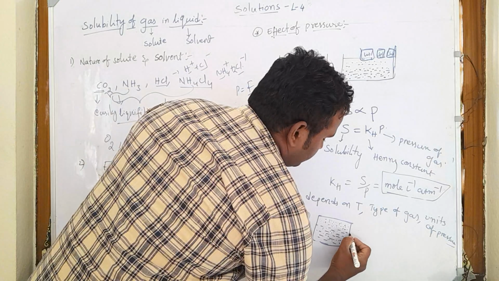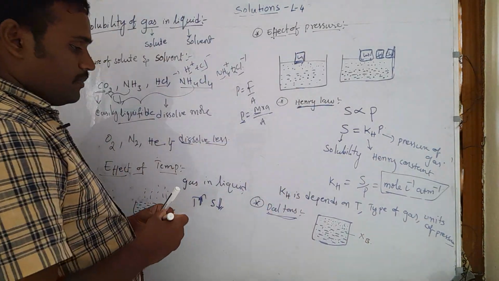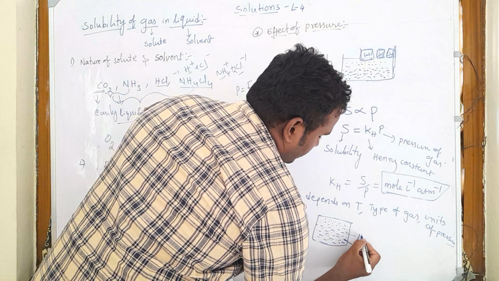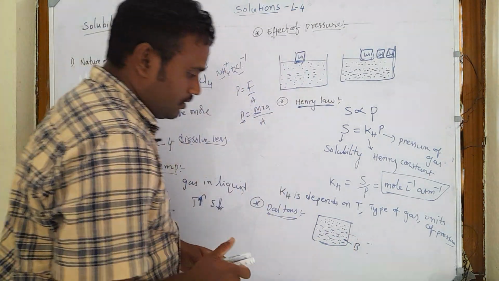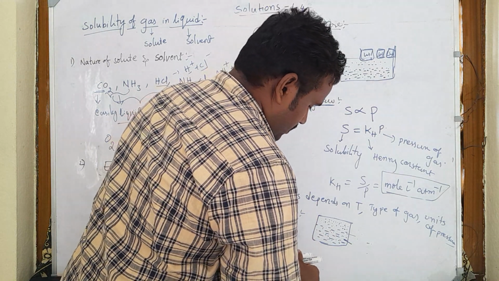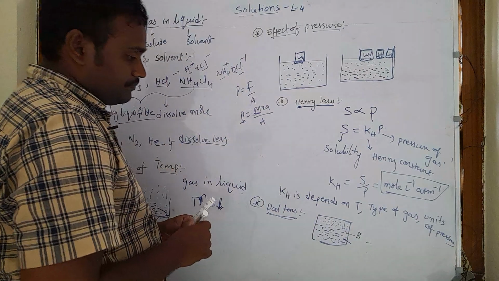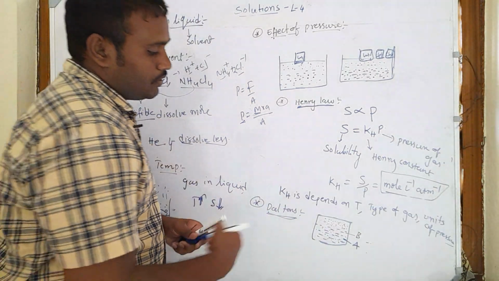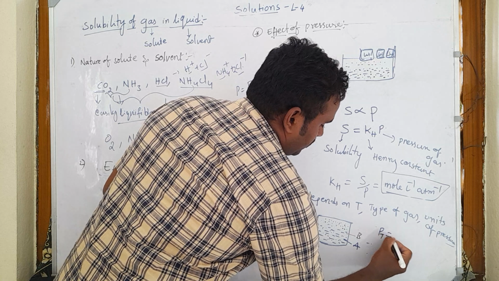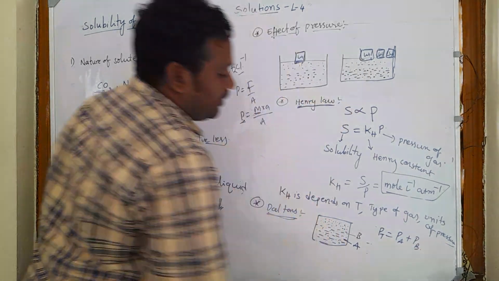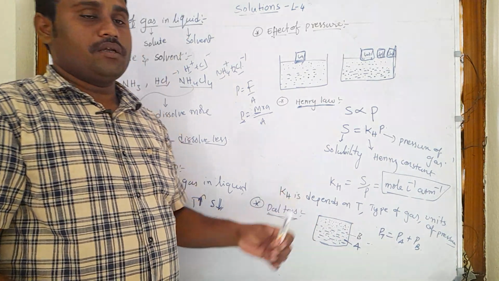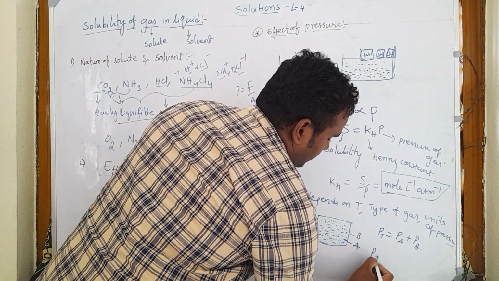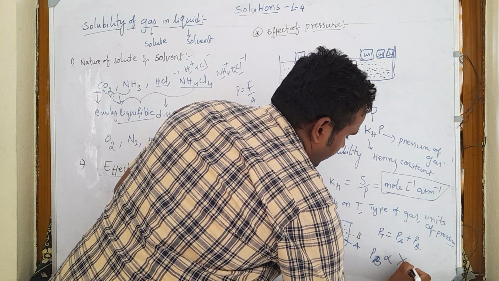So here let us consider the black spots are B, and the mole fraction is XB, or we consider it as B, and it has A. So here the total pressure, P total, is equal to the partial pressure of A plus the partial pressure of B. Here the solubility of a gas in the liquid is directly proportional to its partial pressure. Here the partial pressure of B is directly proportional to the mole fraction of B.